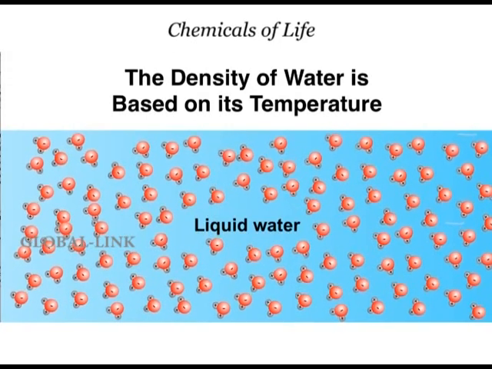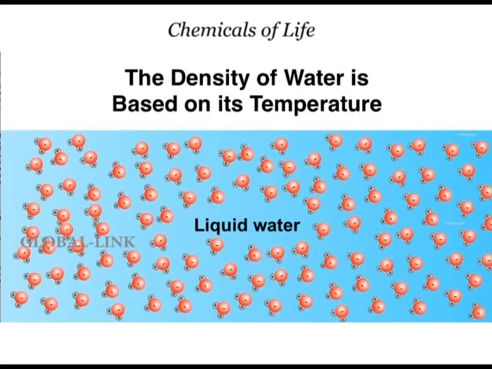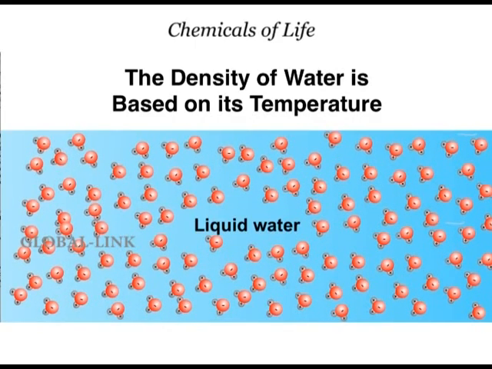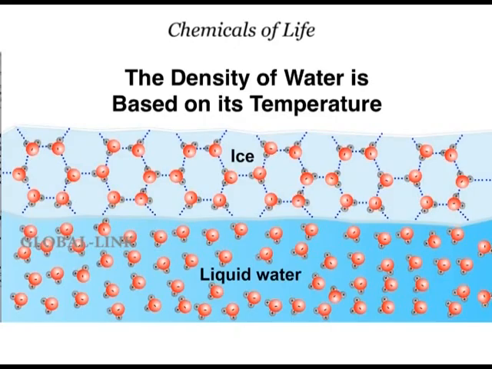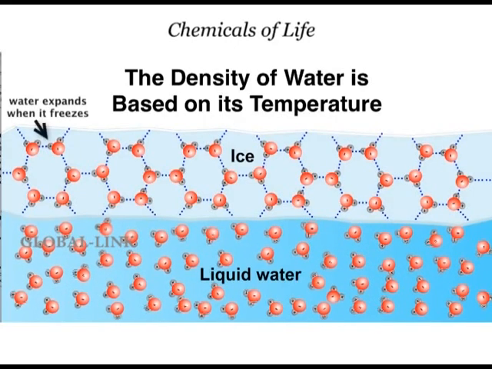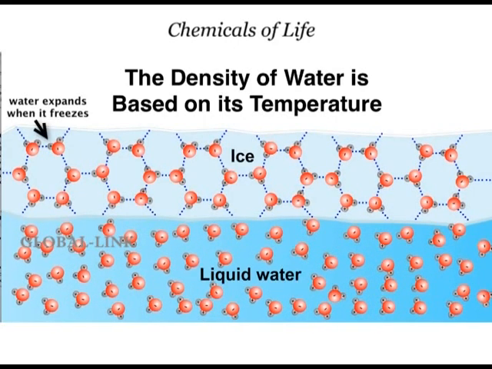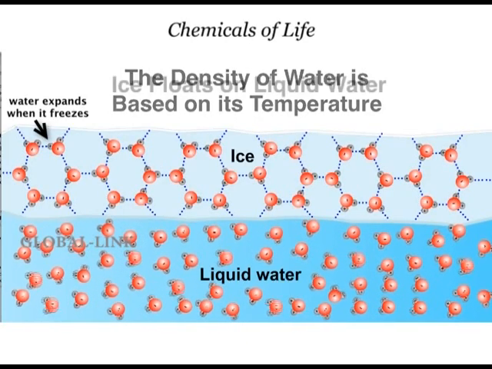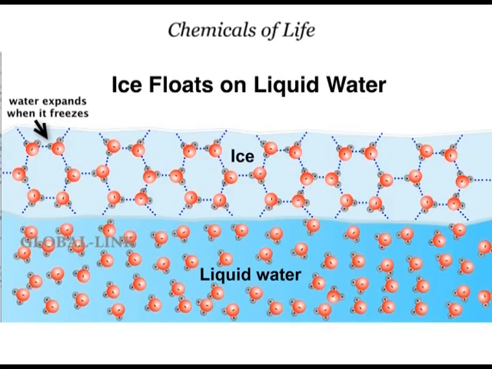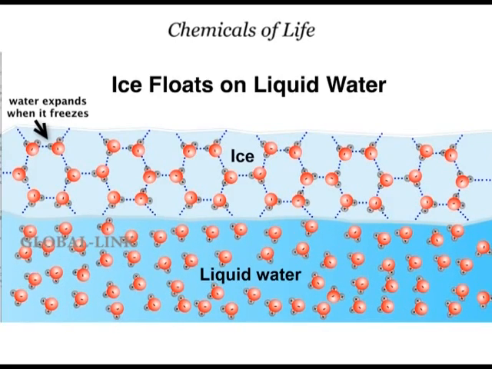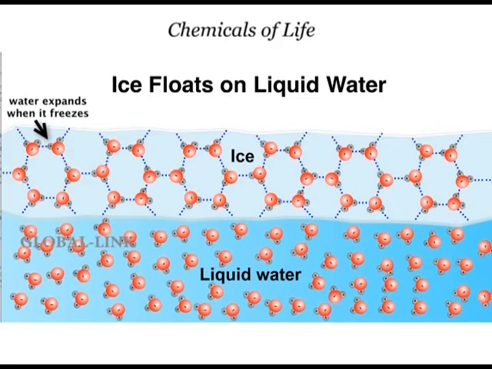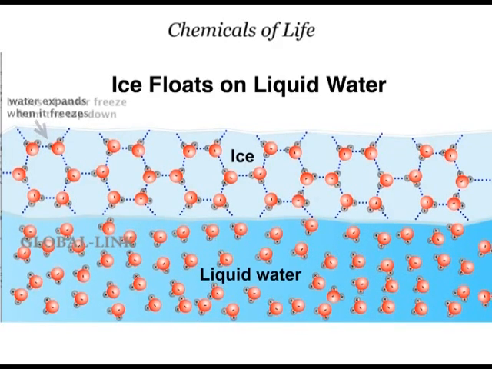Finally, the density of water is based on its temperature. Unlike many other compounds which contract when they freeze, the configuration of the hydrogen bonds of water causes it to expand when it freezes. This expansion causes ice to have a lower density than liquid water, and therefore ice floats on liquid water. If it were denser than liquid water, it would sink, making life below the water surface impossible.